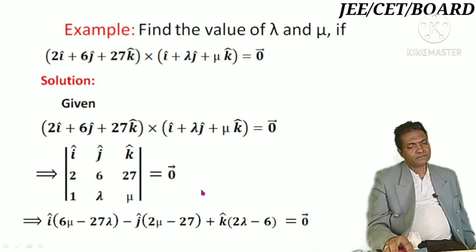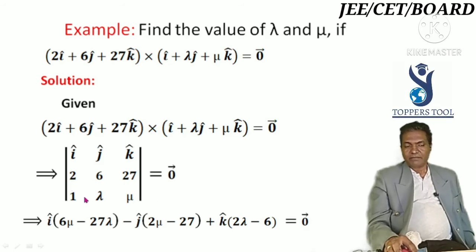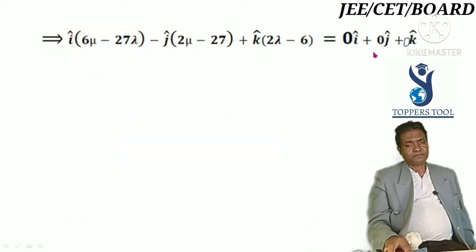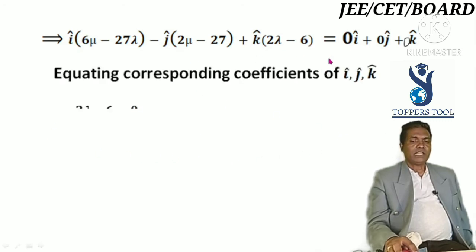Now expand this. I have expanded here: i cap into 6 mu minus 27 lambda, minus j cap into 2 mu minus 27, plus k cap into 2 lambda minus 6, equal to the 0 vector. So the 0 vector can be written as 0i plus 0j plus 0k. So this is equal to this. Now you have to equate the corresponding coefficients, because this is a 0 vector, which means the coefficients of i, j, k must be 0. So equate the coefficients of i, j, k to 0 and you will get the values of lambda and mu.